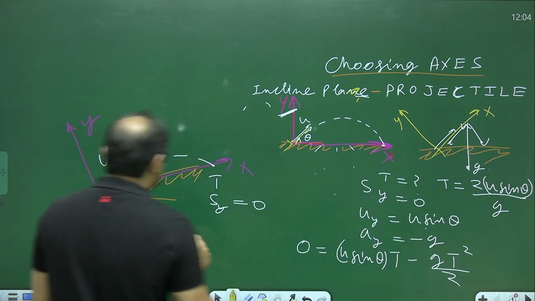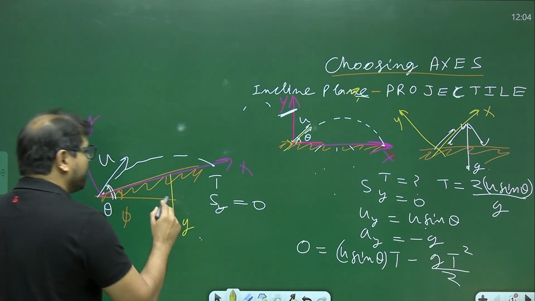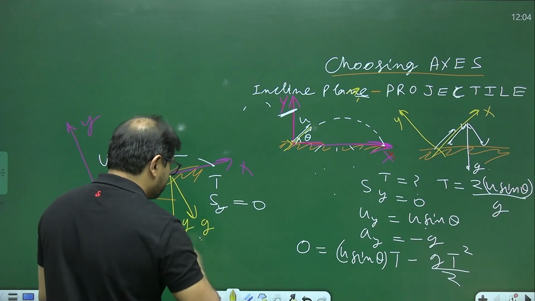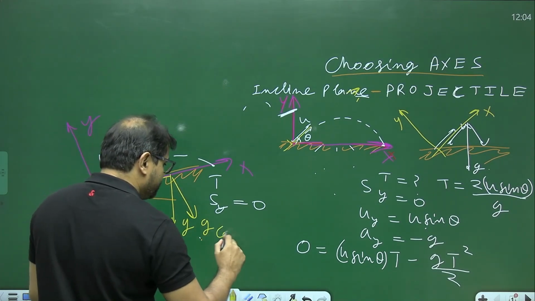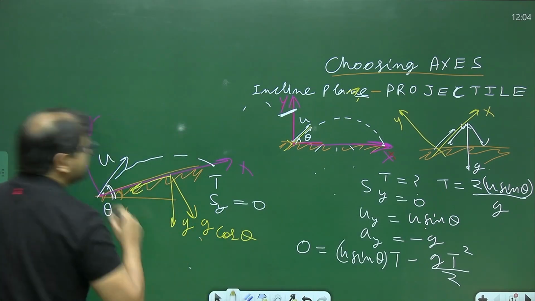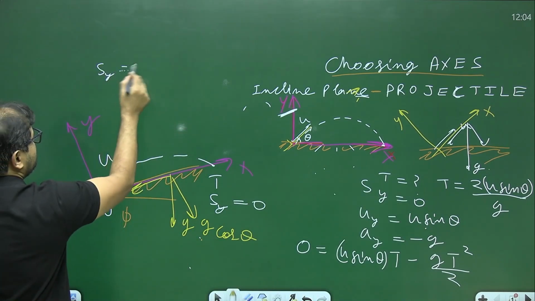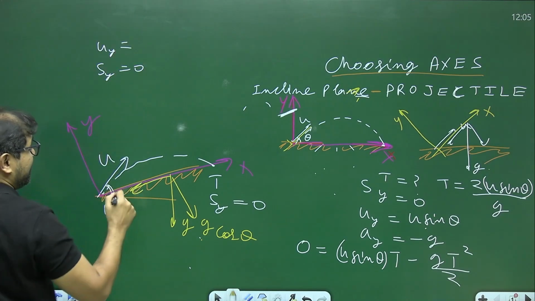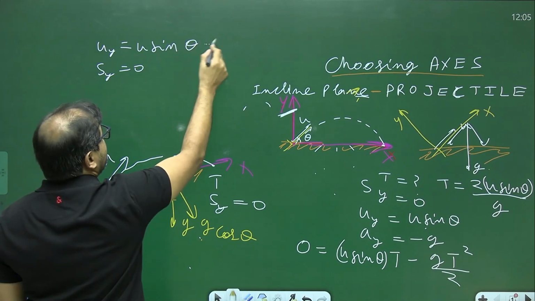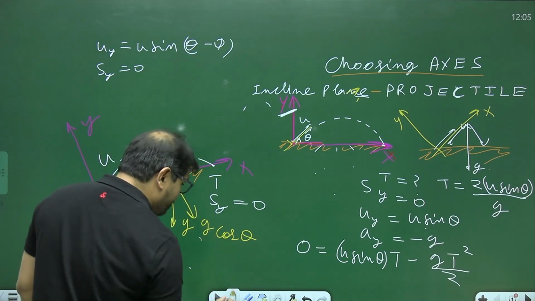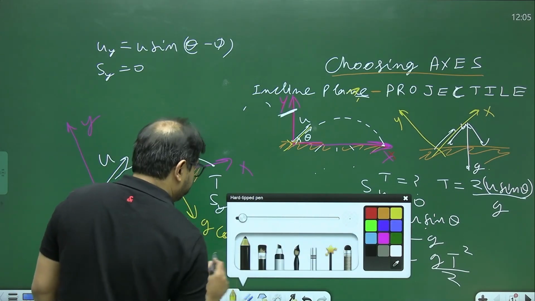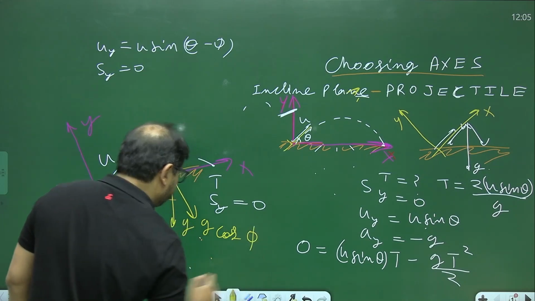The extra step is to take component of gravity, which in y direction is minus g cos theta. So here, what do we get? Displacement in y 0. Initial velocity in y is u sine theta minus phi. And I think I committed a mistake here by writing theta. It should have been phi. All right.